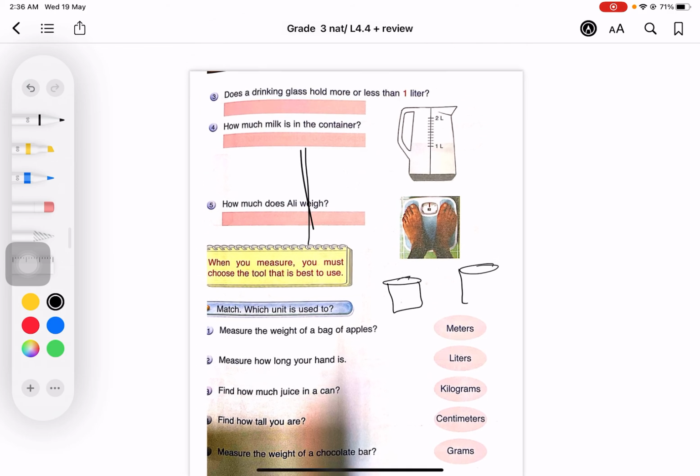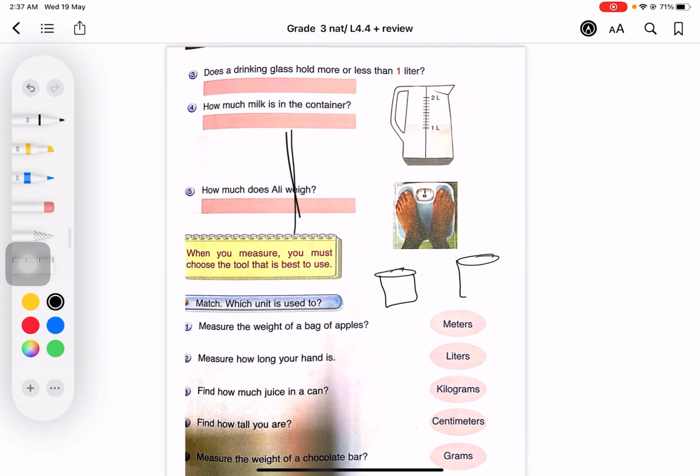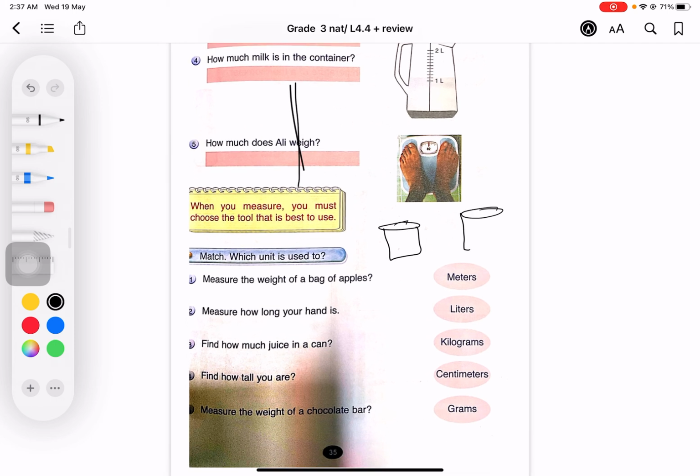So when they ask us, does a drinking glass hold more or less than 1 liter? We are going to say less than. It will be less than. It will be for question number 3. The answer for question number 3 is less than 1 liter. Now, how much milk is in the container? Of course, it is 2 liters. In this container, there are 2 liters. Here 1 liter and here 2 liters.